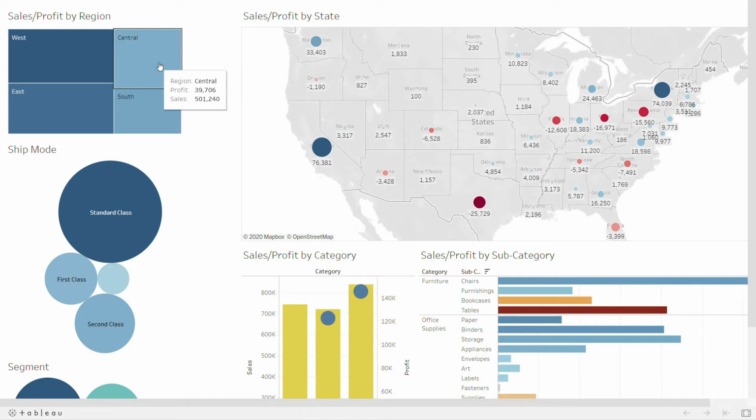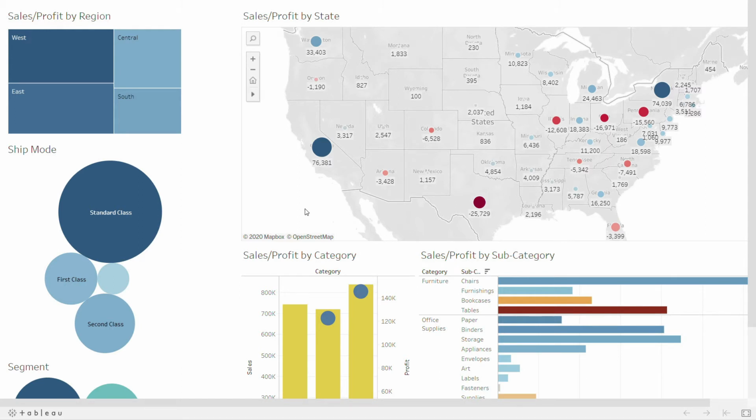So as a business manager, we might want to look into the central region, which is showing the least profits. But let's not draw any conclusion so early in our analysis and look for more insights from the other data columns as well. Now let's go to this map, which displays the sales and profit by state.